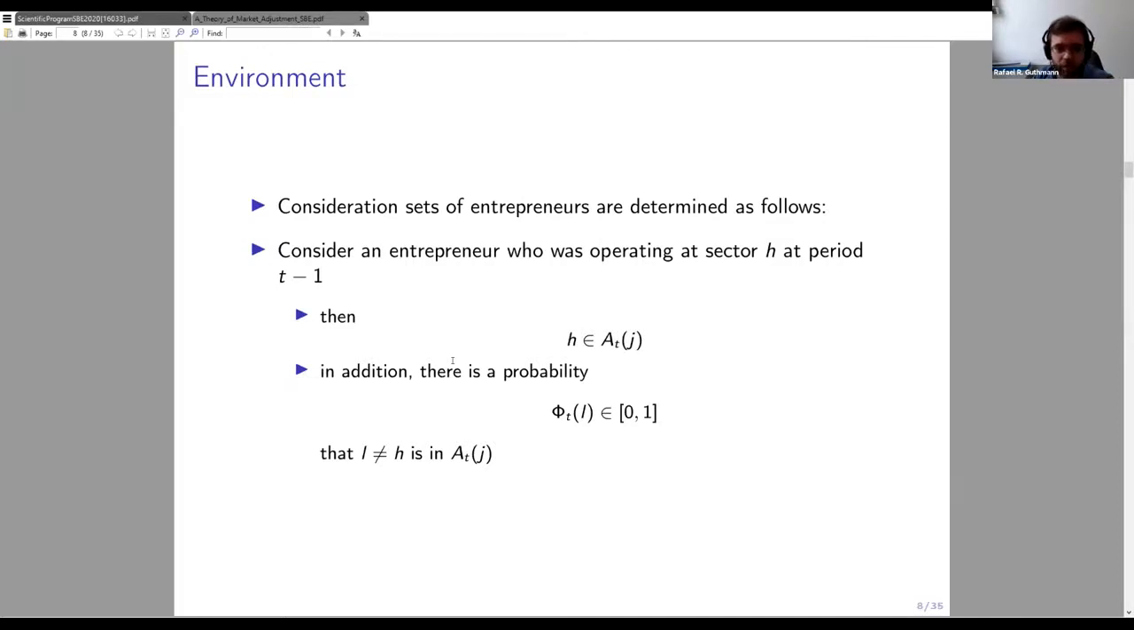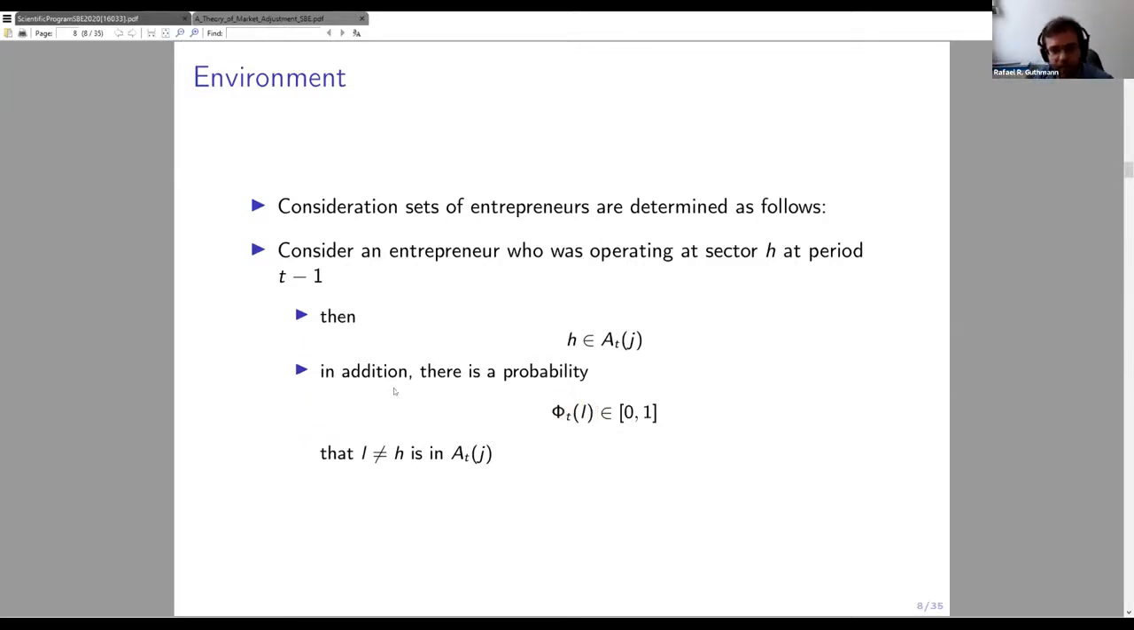Consider an entrepreneur who's operating in sector H in period T minus 1. We are interested in knowing in which sectors this entrepreneur can operate in period T. In period T, you can continue operating in sector H if you find it profitable to do so. But you can also have access to another sector L with some probability. Because we have a continuum of entrepreneurs, a fraction of the entrepreneurs in sector H in period T minus 1, this fraction psi_tL, will have access to move their business to sector L.